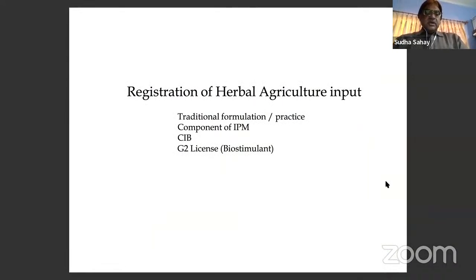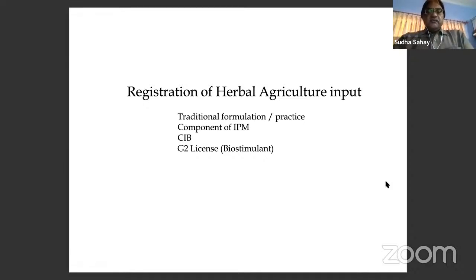These are the regulatory aspects. Suppose we have developed the practices. Now, how do we come into the market? That means we need to get the license. If we have identified the compound and done the multi-location field trial, then we may move for the CIB registration. But if we do not know the compound, and the plant is only giving a plant growth promoting or stimulatory effect and having some pesticidal property also, then we may get the license under the G2 licensing, that is a biostimulant kind of thing.